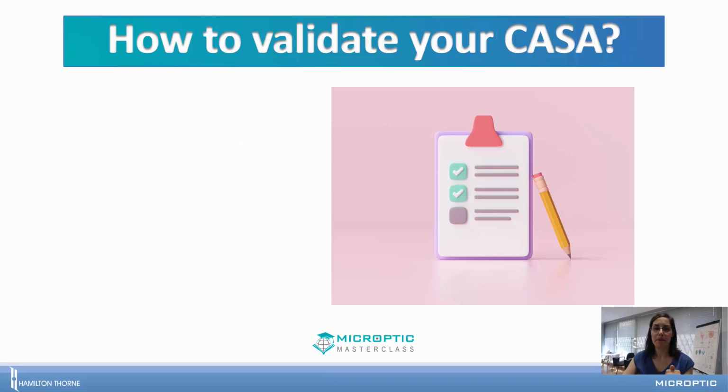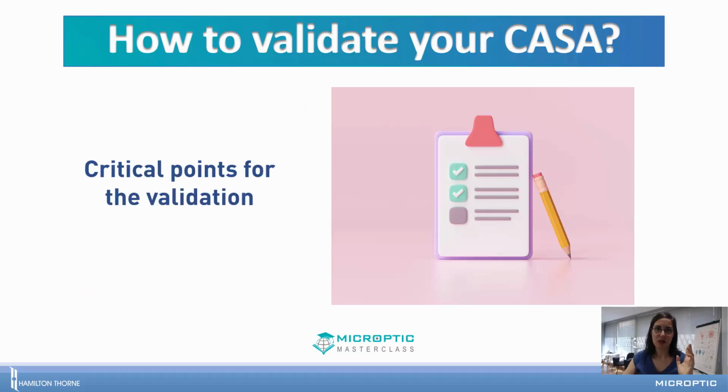So what are these critical points that could affect my validation process? All these things that we should consider in order to minimize the sources of variation, or to make the comparisons more equivalent between automatic and manual methods.